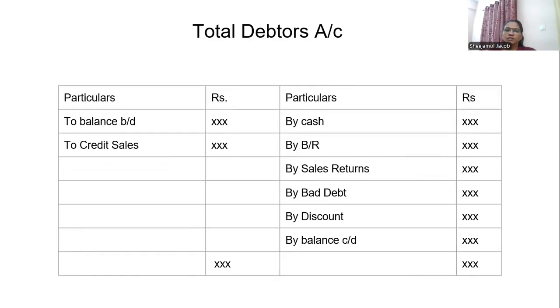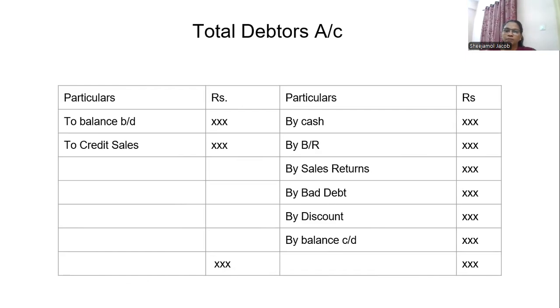The next one is the total debtors account. It is also known as the sundry debtors account or debtors account. We start the debtors account with its opening balance, to balance brought down, and the items to be credited in the debtors account are by cash, that is cash collected from debtors, and by bills receivable, the balance of the bills receivable account. If there are any sales returns or returns inwards, you have to debit them. Then bad debt and discount allowed. These are the items to be credited in the total debtors account. And the closing balance of the debtors account is to be written as by balance carried out.